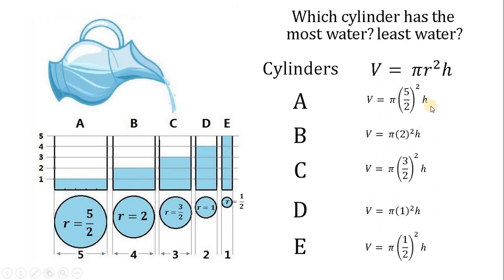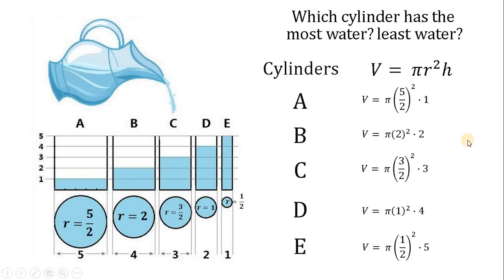Now, we also need their heights. The height of cylinder A is 1 unit, cylinder B is 2 units, cylinder C is 3 units, and so on and so forth. Now, let's focus on the volume of cylinder A. 5 over 2 quantity squared is just 25 over 4. Pi times 25 over 4 times 1 is just 25 pi over 4 cubic units. So, this is the volume of cylinder A.